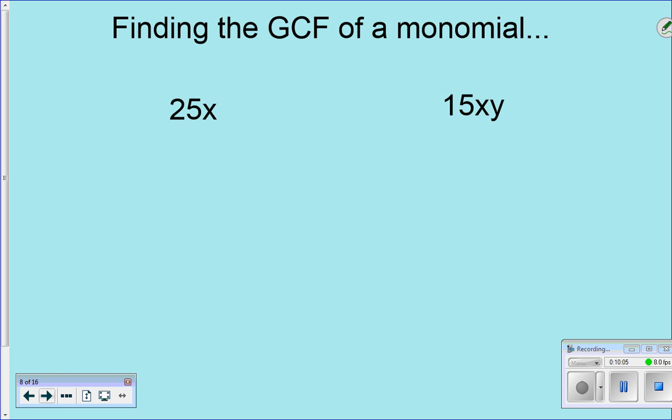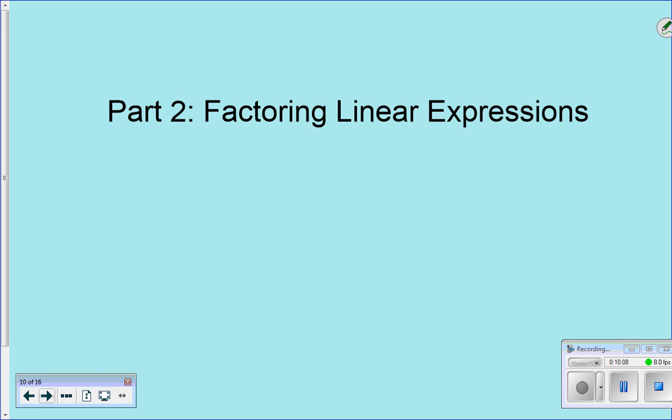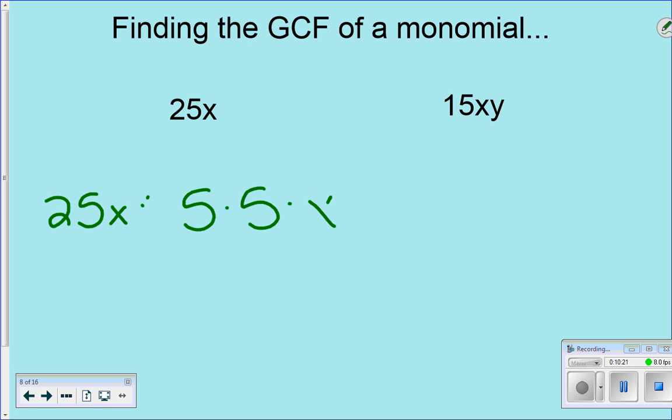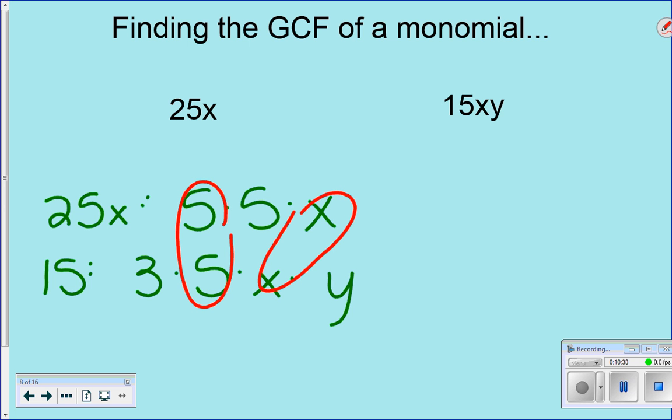Let's do one more, and I'm going to add some letters this time. We did 42, right? Let's do these two. Should be fairly easy. We can probably do these in our heads. So I know 25x, well, I know that's going to be 5, 5, and x, right? When you have a variable, you need to include it in the prime factorization because we don't know what that is. So you have to include that x there. And then 15xy would be 3, and 5, and x, and y. So they share 5 and an x. No, this is one group, right? 5x is their GCF.